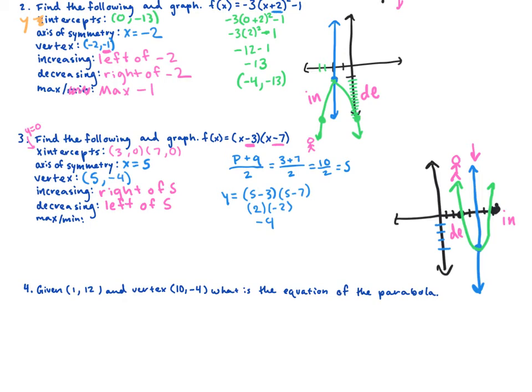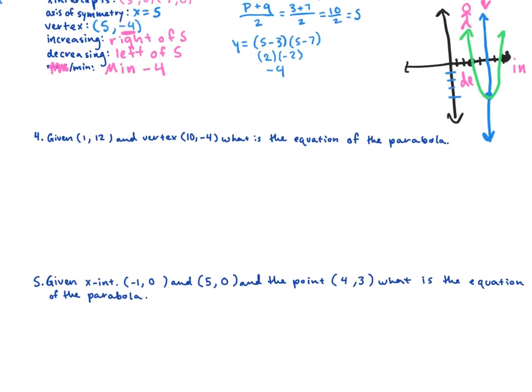Is our vertex at our maximum or minimum? Minimum. And what would our minimum value be? Alex, what was our minimum value? -4. Perfect. So we get that minimum from our y value. All right, we have 2 more.